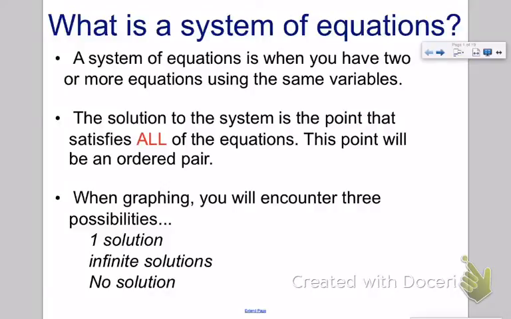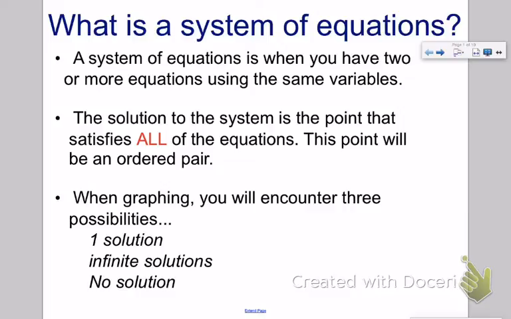Hi guys, and this is going to be the first topic of Chapter 6, Systems of Equations. We're going to talk about graphing systems of equations to find solutions. So a system of equations is when you have two or more equations using the same variables. The solution to the system is the point that satisfies all of the equations. This point will be an ordered pair.